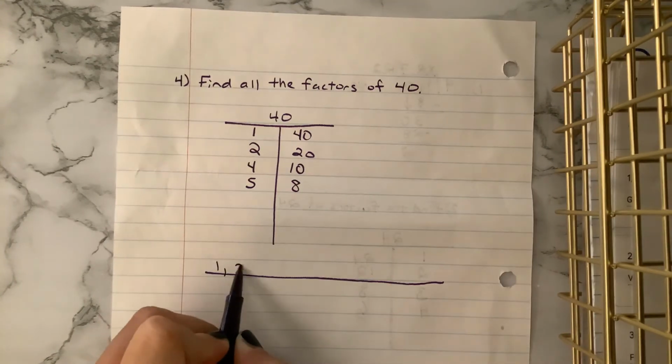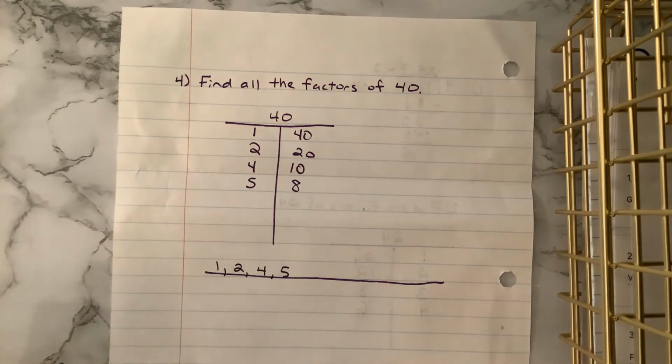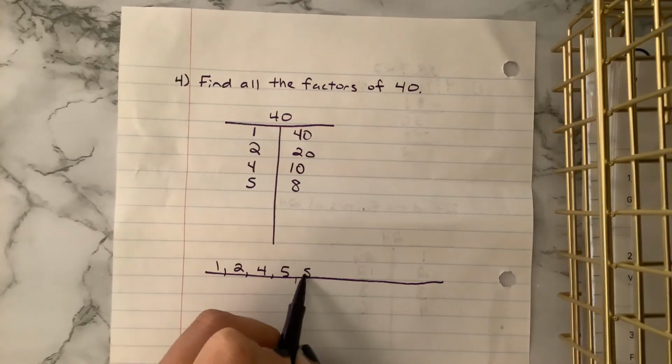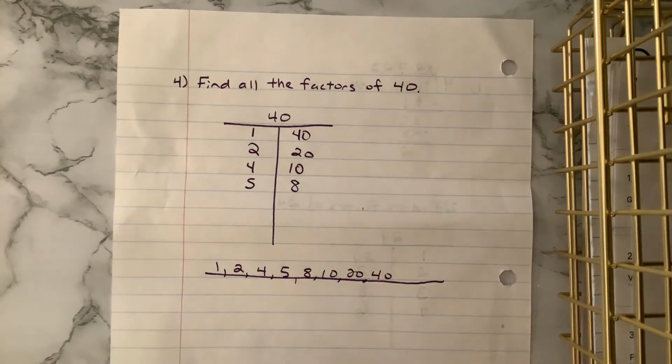So then when you're done, you would list these all together. Once you get to 7, by the way, you see that we're back to 8, so you don't have to go any further. So we would list all the factors of 40, and you should have 1, 2, 4, 5, 8, 10, 20, and 40.